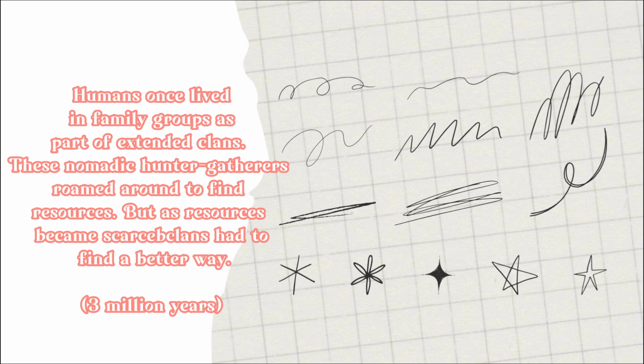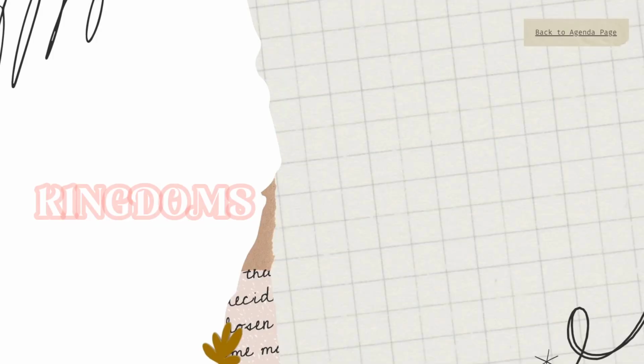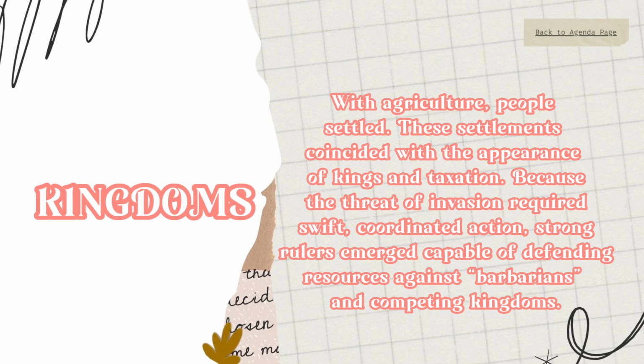Clans. Humans once lived in family groups as part of extended clans. These nomadic hunter-gatherers roamed around to find resources, but as resources became scarce, clans had to find a better way. Kingdoms. With agriculture, people settled.